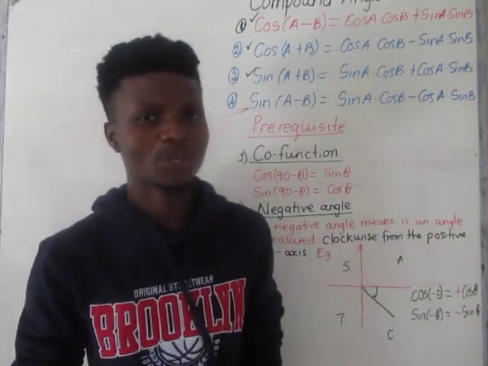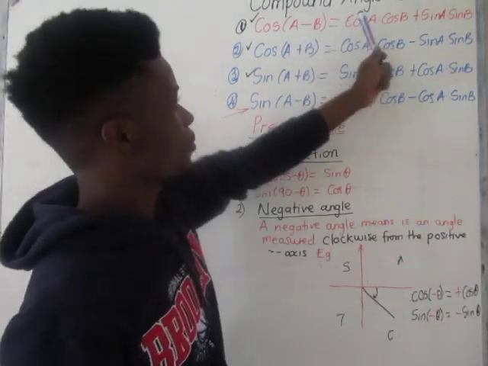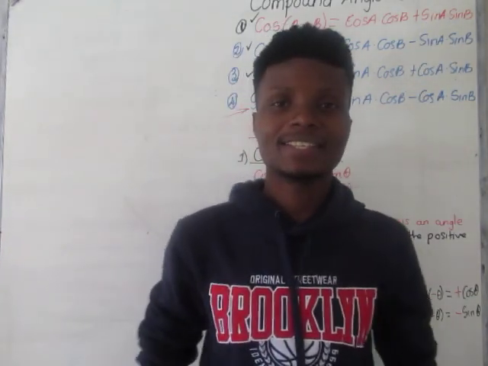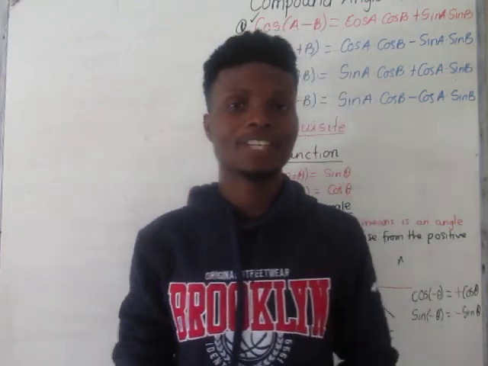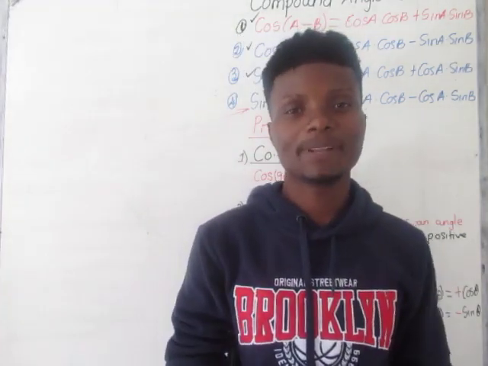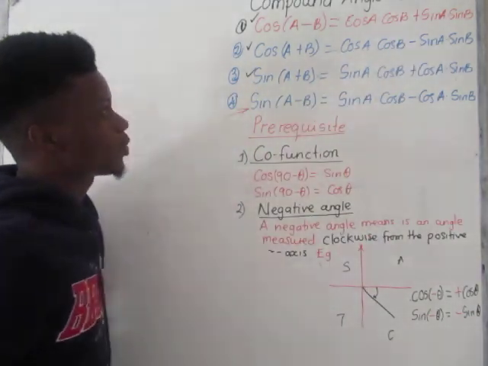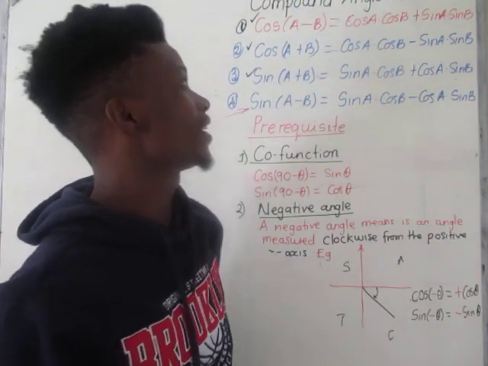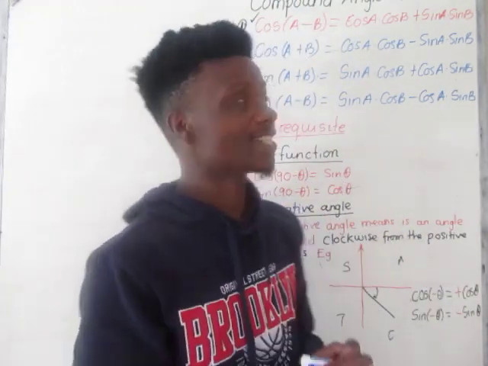In the previous video, we proved cos(A − B) = cos A cos B + sin A sin B. It's in red ink to show that we have already proved it in the previous videos using the Cartesian plane. But the rest of these other compound angles can be proved just using the connection to the cosine compound angle. So let us start deriving.